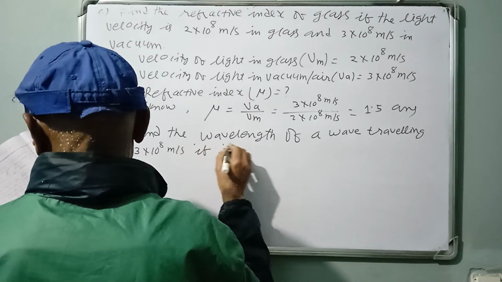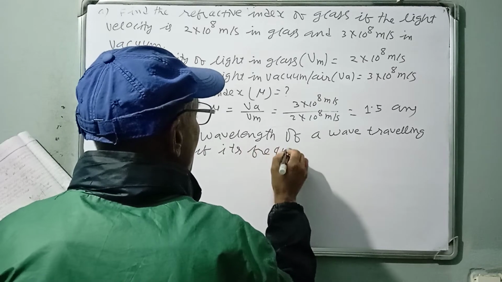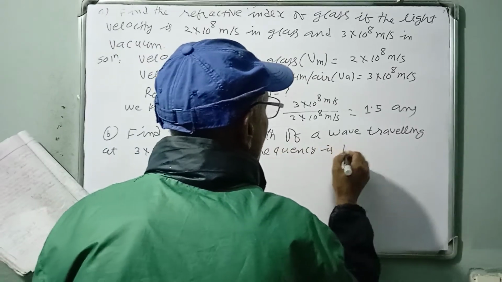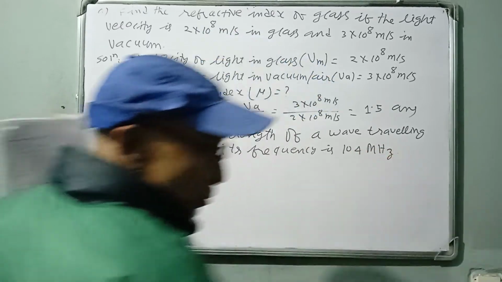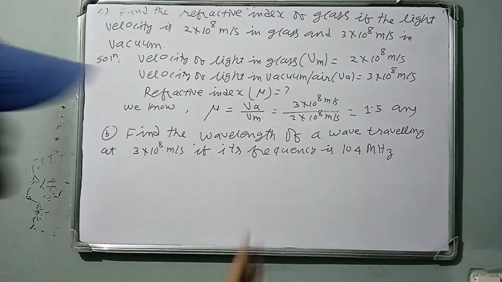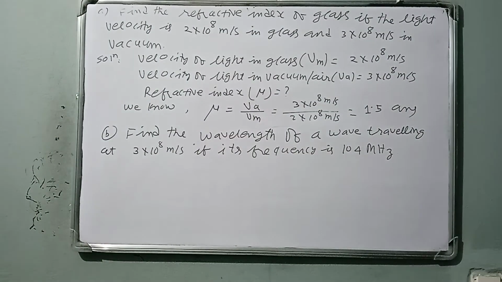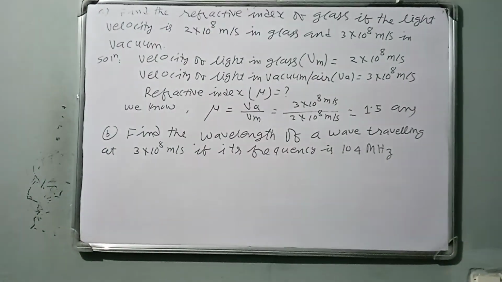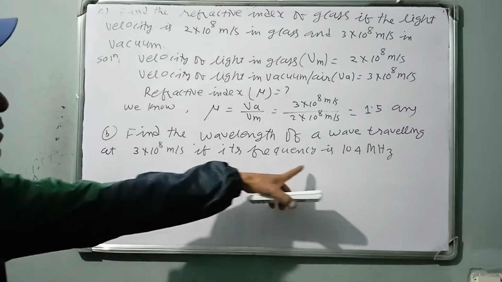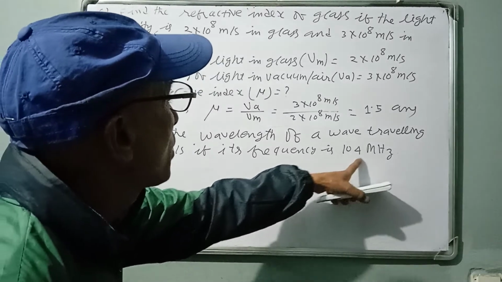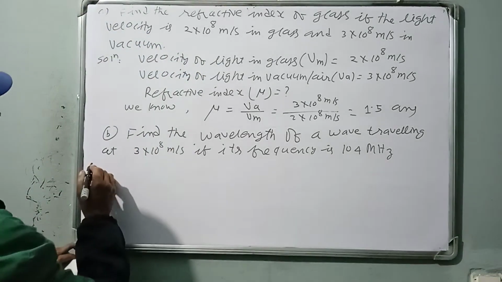if its frequency is 104 megahertz. How to solve the problem? See, before solving, you have to know the SI system of units. See, you need a calculator. See, what is given? Wavelength is to find, frequency is given, and speed is also given.